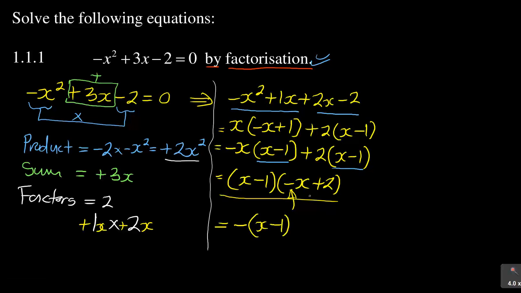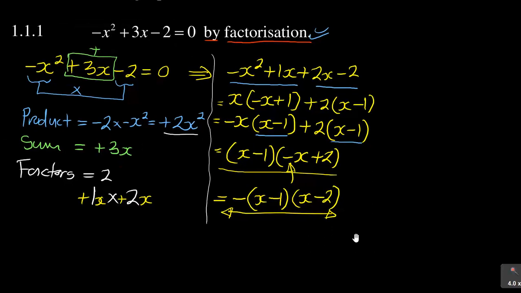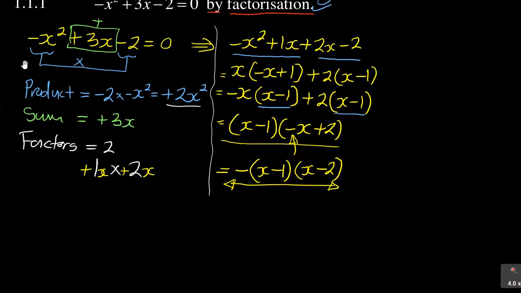But now since you are taking it from the second bracket, the negative x will become positive, and the positive 2 will become a negative 2. So this is how you can actually simplify that. So now this is what they meant when they say factorize, solve for x.